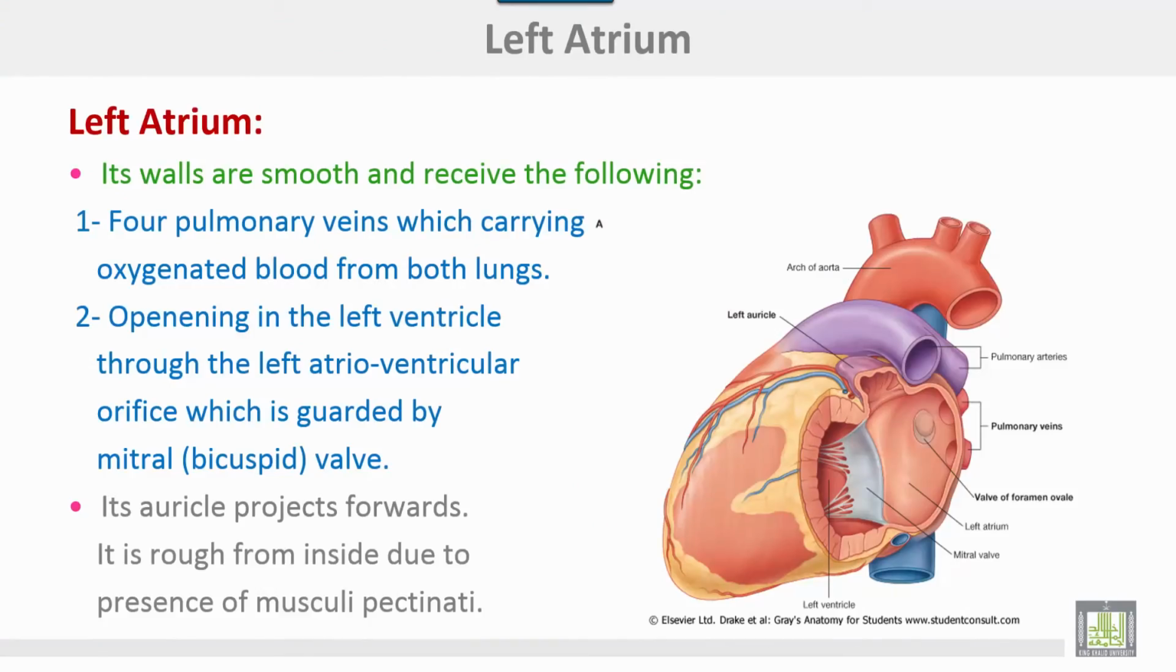The left atrium's walls are smooth and receive the following: four pulmonary veins carrying oxygenated blood from both lungs, opening into the left ventricle through the left atrioventricular orifice, which is guarded by the mitral valve or bicuspid valve. Its auricle projects forwards. It is rough from inside due to the presence of musculi pectinati.